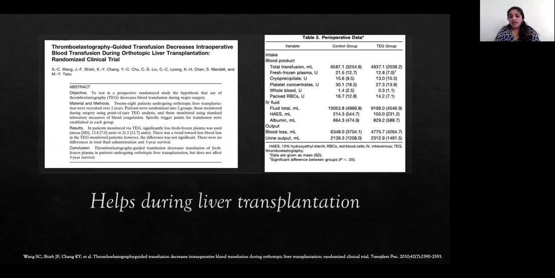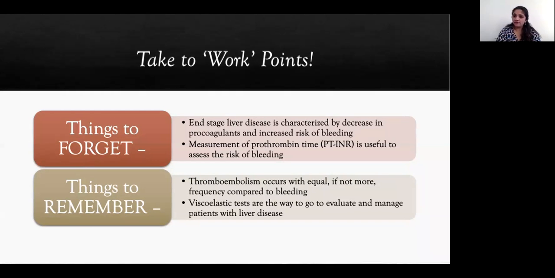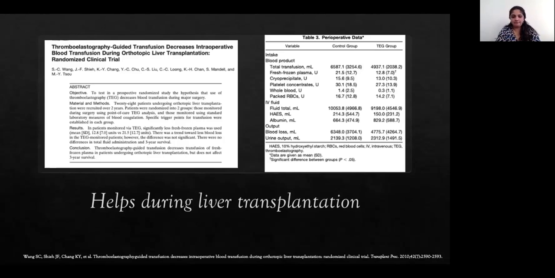My first experience with TEG was actually around liver transplantation, and there is very clear data to show that the amount of FFP, or fresh frozen plasma, used perioperatively during orthotopic liver transplantation decreases, and hence helps with volume overload post-transplant. There's also newer work coming out for acute liver failure, and it also helps in the same way.